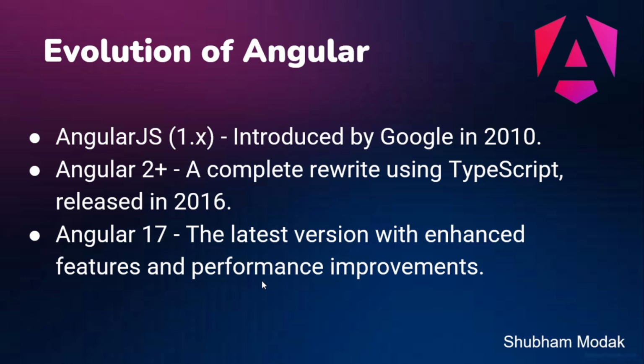The next, expression syntax. Using AngularJS, we need to remember all types of ng directives to bind properties, but in Angular we use square brackets for property binding and round brackets for event binding. So those are the main differences between AngularJS and Angular.